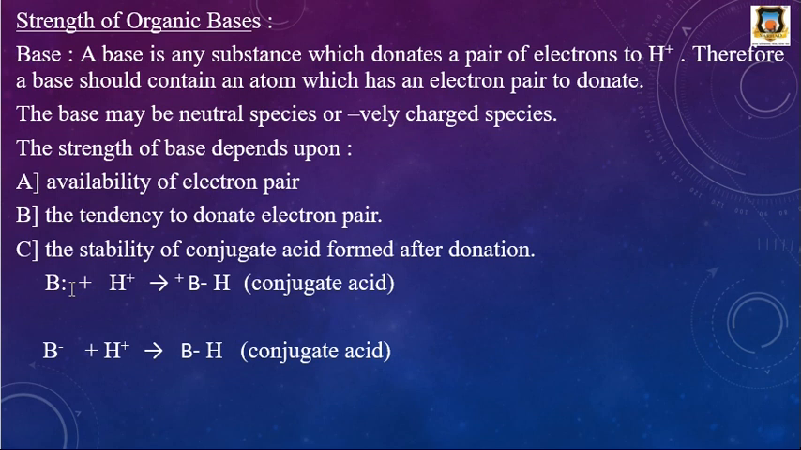Then the base may be a neutral species with electron pairs. It attacks H plus and gives a conjugate acid. Here this base uses its electron pair, and therefore in the conjugate acid this B atom acquires a positive charge. And in the second example, the base is a negatively charged species, therefore it uses its negative charge, or these electrons, to form a bond with H plus, and therefore it gives a neutral conjugate acid.